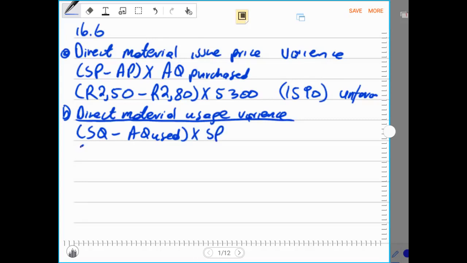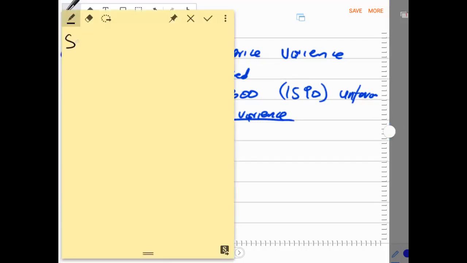And remember that standard quantity, you will normally have to calculate it. Our standard quantity, we know that it is based on actual production. Standard quantity equals actual production times standard meters per unit.